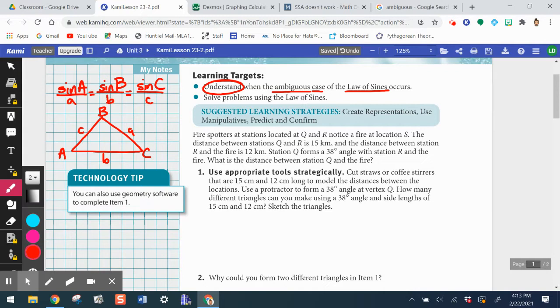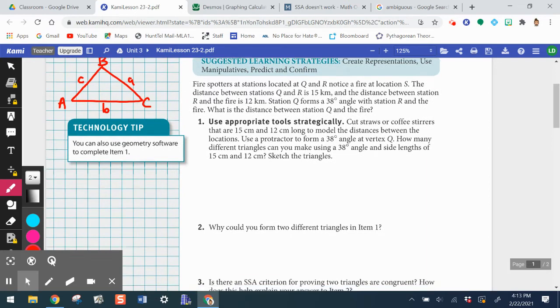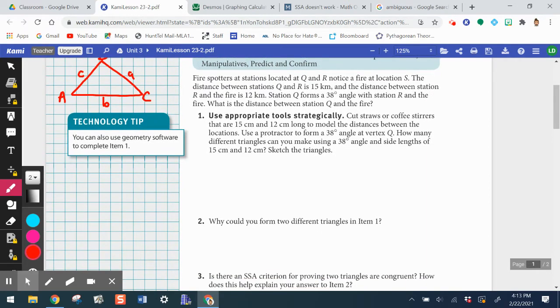But we're seeing here in our learning target that there is an ambiguous case. There's an opportunity for two answers to be possible. So we're going to have to study that, and we're going to have to understand when to use it, and then solve problems using that ambiguous case of the law of signs. So for the sake of the presentation of this lesson, I'm definitely going to start out these first three items doing it a little bit different, but it is a pretty interesting idea here.